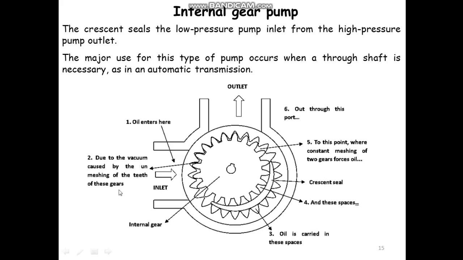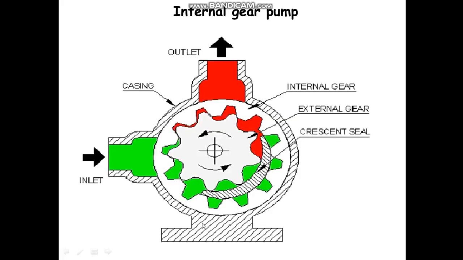So when the gear unmeshes, the oil will be sucked, and when they mesh, at that point it will be delivered to the outlet. And you can see this higher pressure area and low pressure area. This is the low pressure area from this point to this point, and from this point the higher pressure area starts. Where the teeth unmesh, at that point the pumping starts, and that area is considered the low pressure area. Where they mesh, at that point the high pressure area starts.